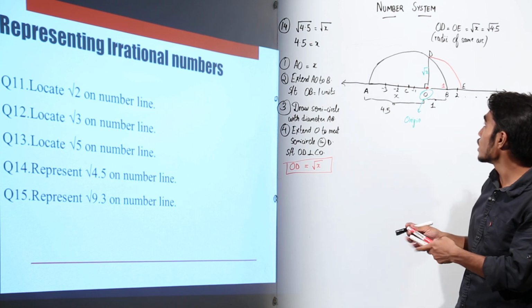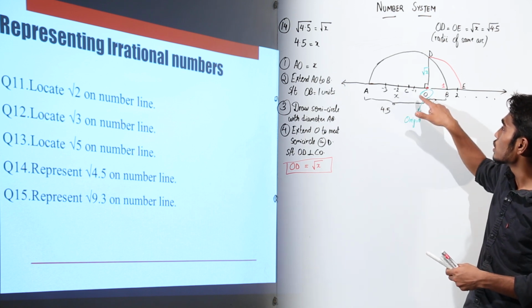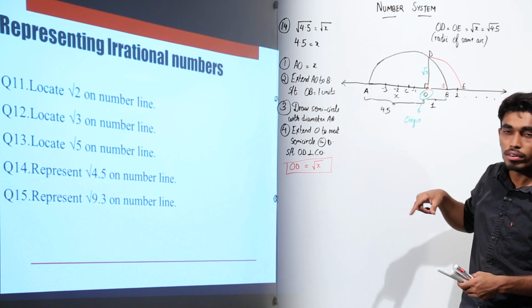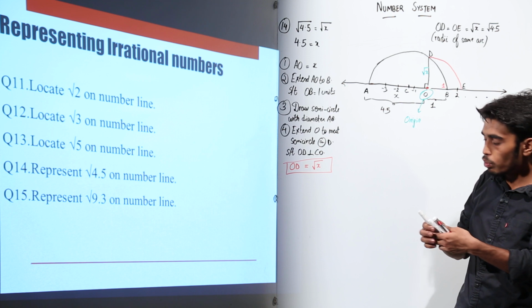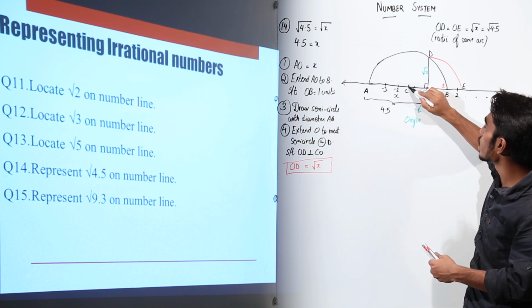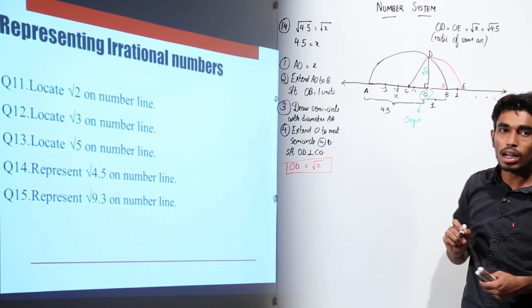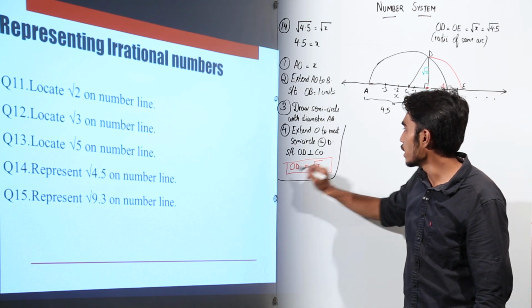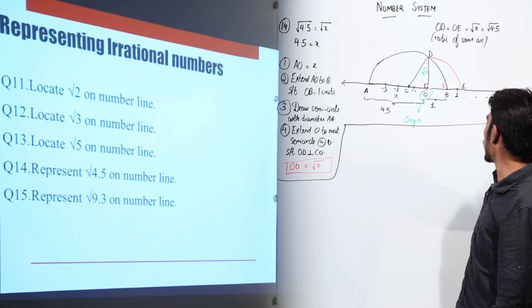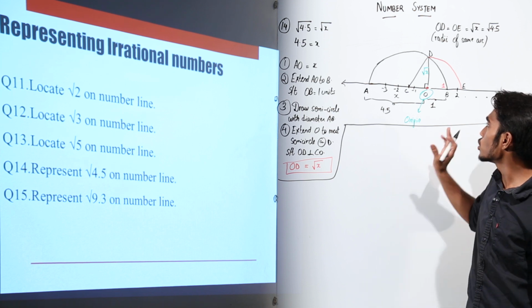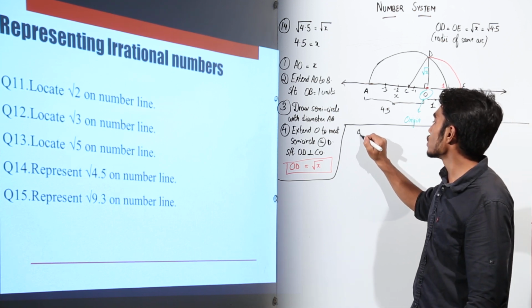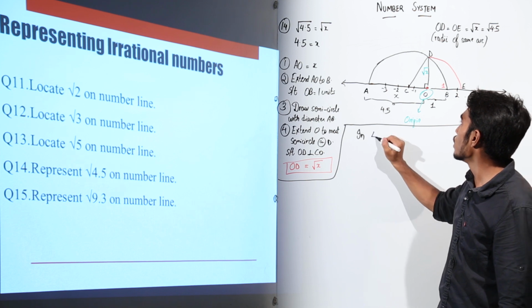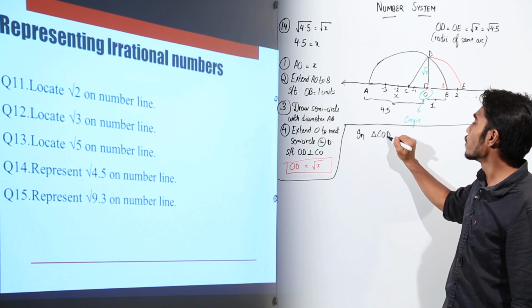Right? So I can say that because angle COD is equal to 90 degrees, what I am going to do is join C and D. This is our construction. We are going to join C and D. Let us see the proof of what we have done till now, right? So first of all, we have right angle triangle COD.